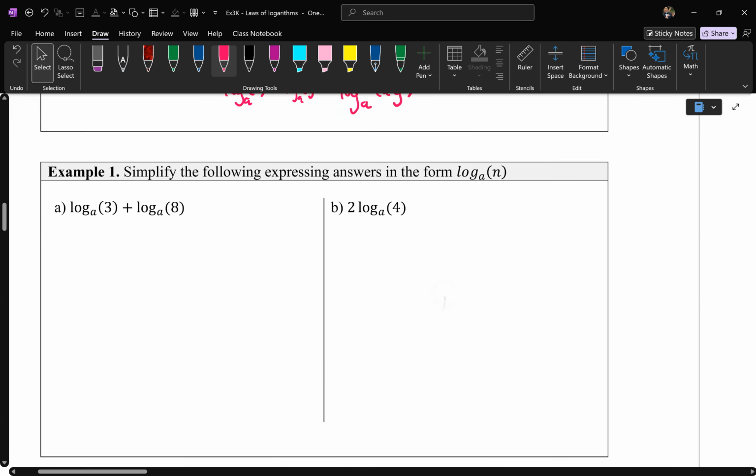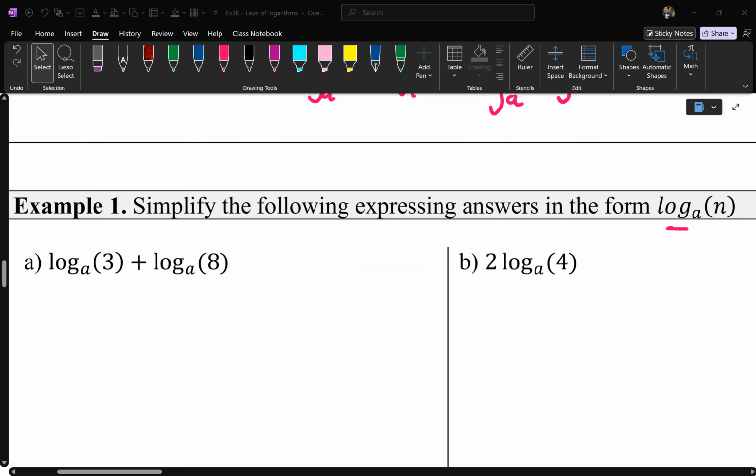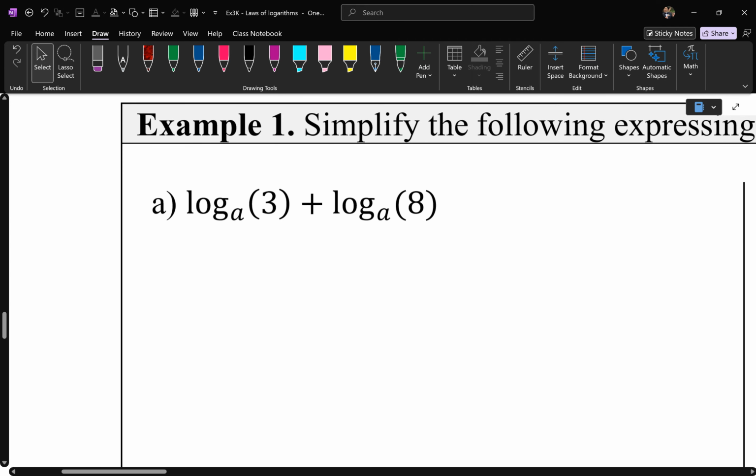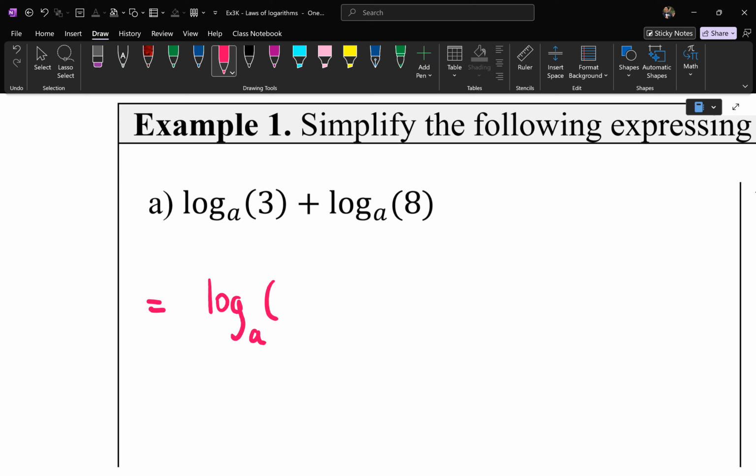So let's apply it. Let's do an example. Here we go. Simplify the following expression, answers in log form. So they want your final answer to be just log base A of something, right? So let's have a look at this one. If I have log base A of 3 plus log base A of 8, that can be simplified to, Violet again. Very good. So this is using which law? Which law, Andrea? Law number 1. Very good. So law number 1, if you're adding 2 logs but they have the same base, you can then times the insides together and you should get log base A of 24.